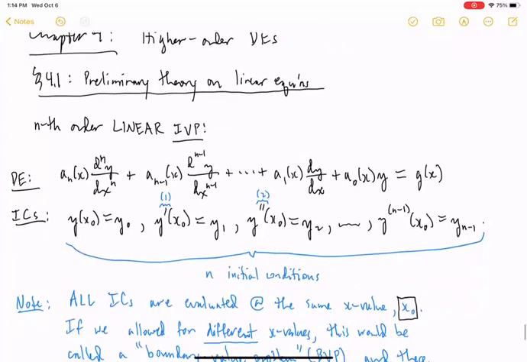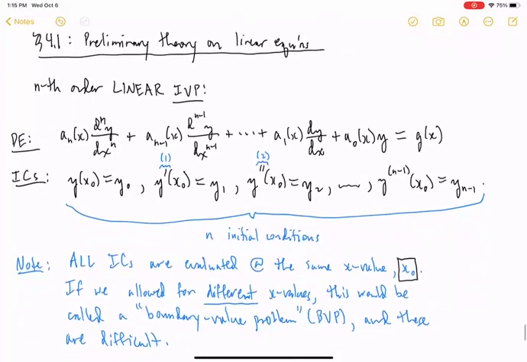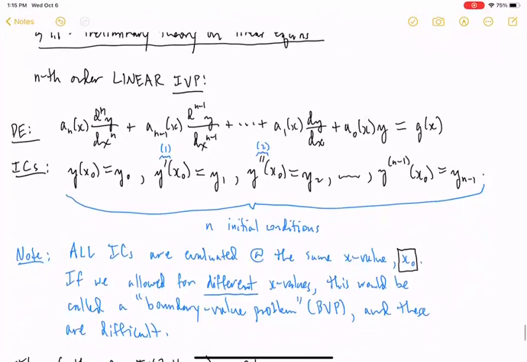So a couple of notes. What I just said: all initial conditions are evaluated at the same exact x value, x0. If we did allow for different x values, this would be called a boundary value problem. And you can go talk to Dr. Wright about that. That's the sort of thing he loves.